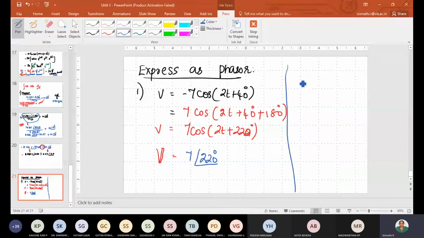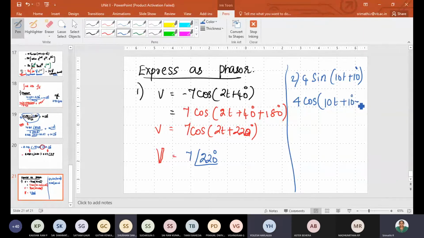And number 2, 4 sine of 10t plus 10 degree. How will you represent this? First, convert the sine to cos. 4 cos 10t, then sine to cos, minus 90. So now it should be 4 cos(10t minus 80 degree). How will you represent the phasor?